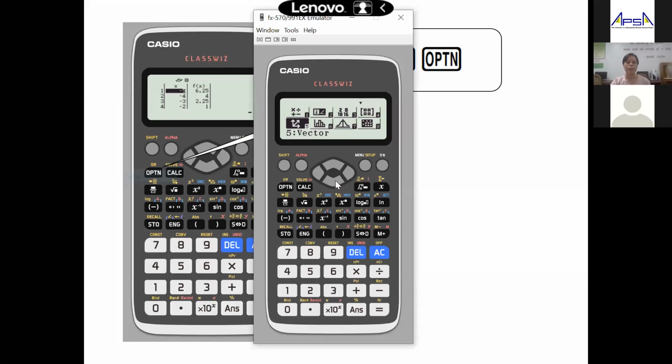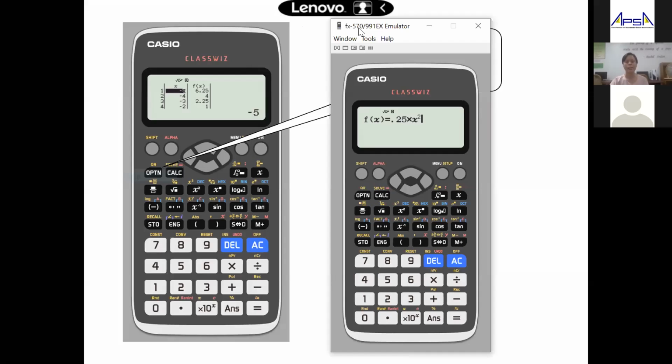So we go to table. So this is vector, statistics, distribution, spreadsheet, table, all right? And then we type in the function that we had earlier. It's 1/4 x squared. I'll just type 0.25 times x squared. So those of you who have this calculator, you can join in. So type 0.25 times x squared and then equals.